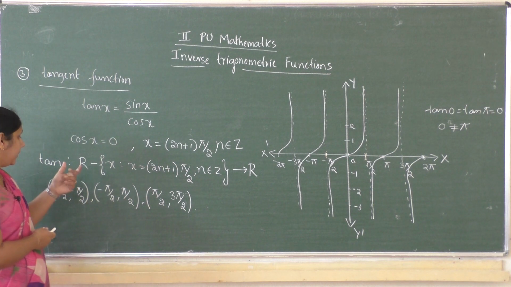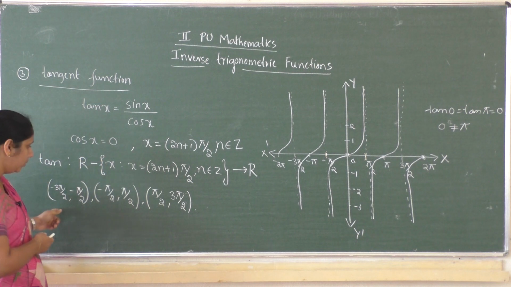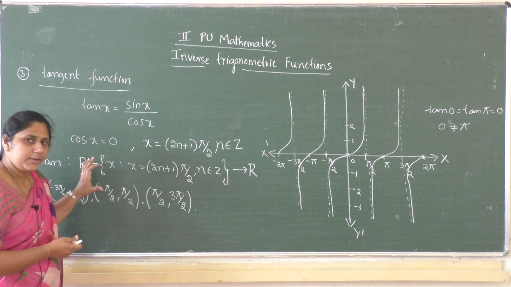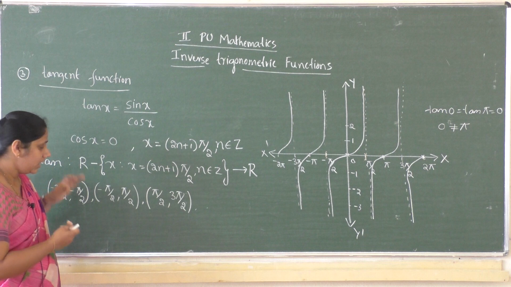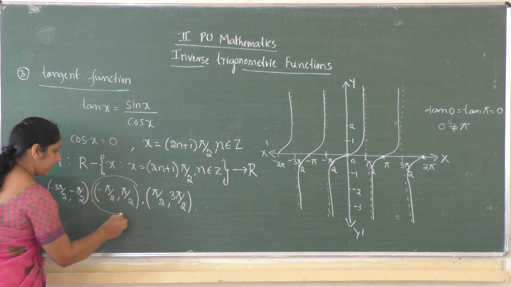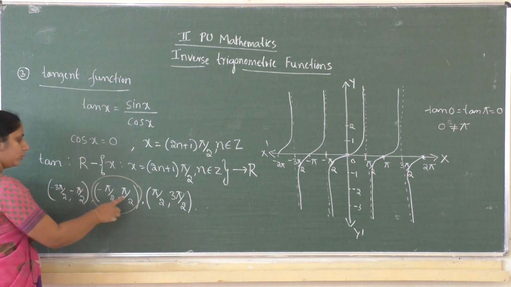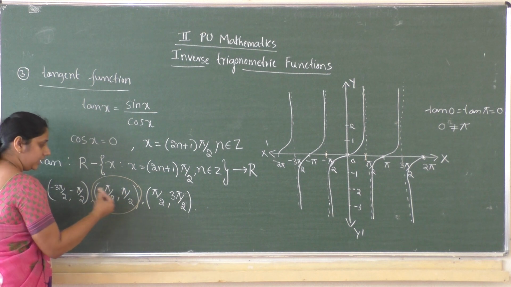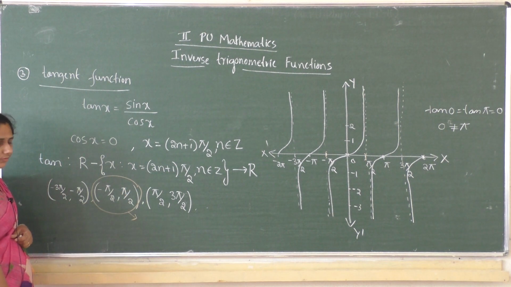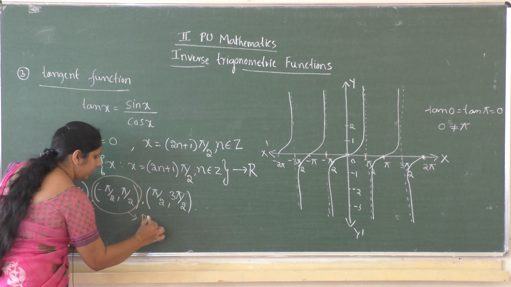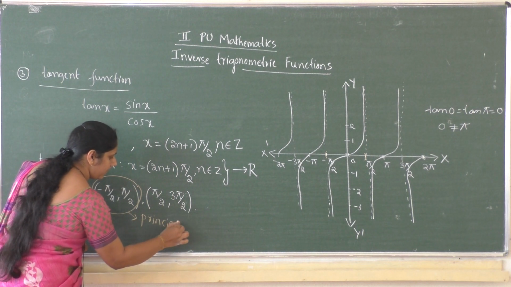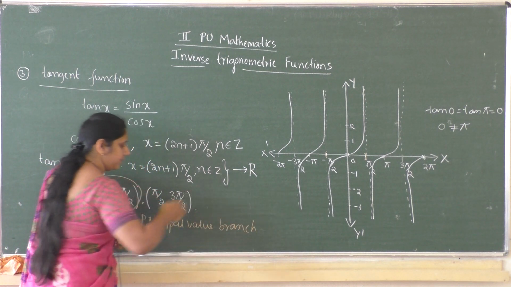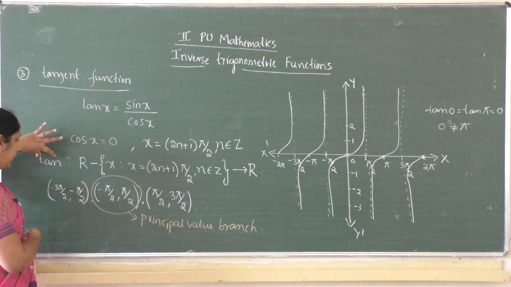So if we restrict the domain of tan function to one of these intervals, then the tan function will be both one-one and onto, and hence the inverse of tan function exists. So the particular interval, that is open interval minus pi by 2 to pi by 2, if we restrict the domain of the tan function to this interval, the function will be both one-one and onto, and this particular branch is called the principal value branch.